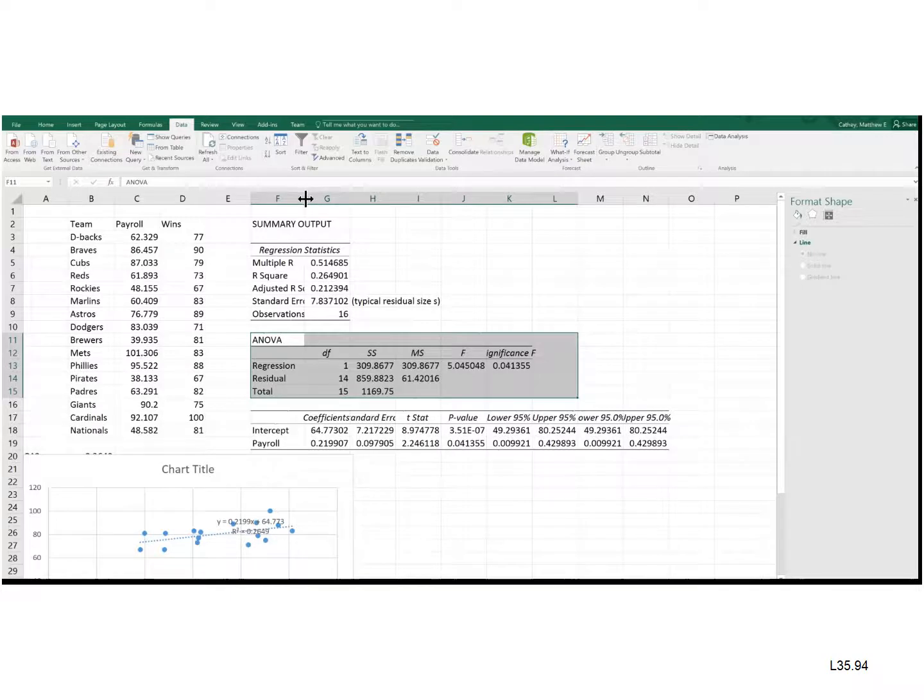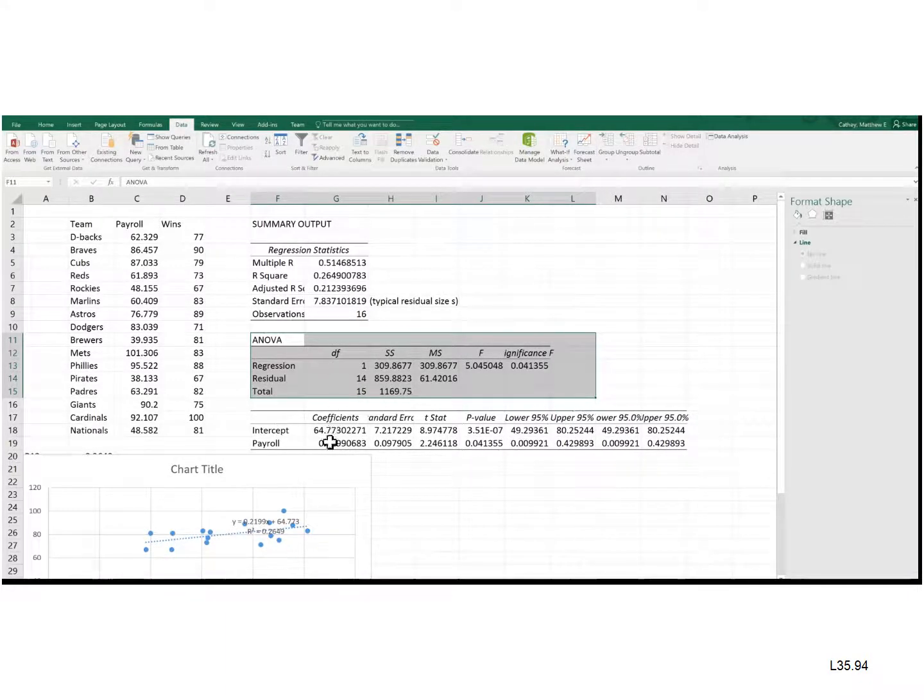So notice that we have rows labeled intercept and payroll. Remember, payroll was our X value. So we're about to talk about the coefficient. The coefficient for the X value is how we describe the slope. So right there, the coefficient for payroll is the slope of our regression line. You see it down here. The intercept, that's the y-intercept. The y-intercept is 64.773. We saw that before as well.